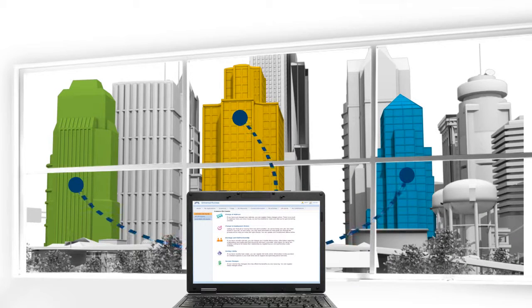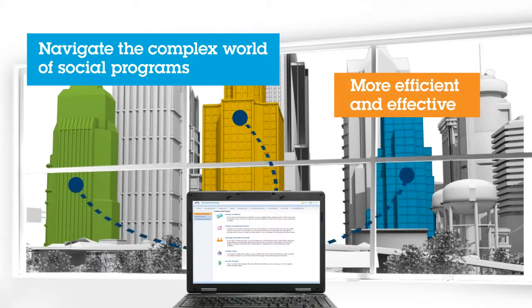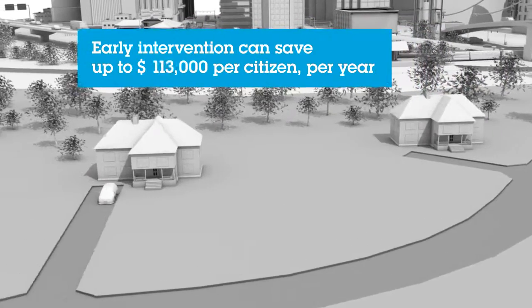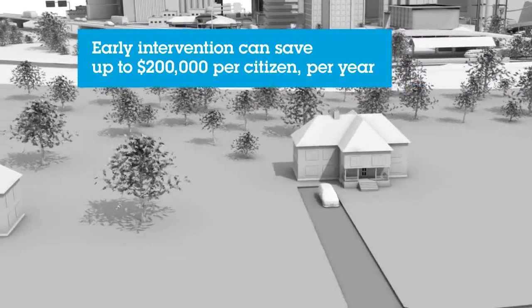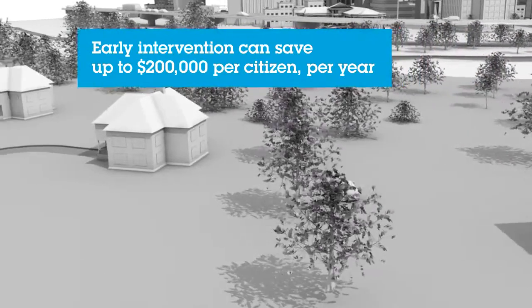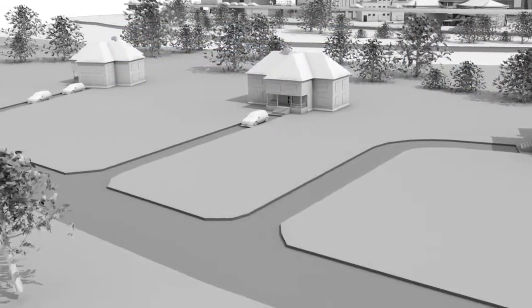Universal Access helps citizens like Bill navigate the complex world of social programs and makes interactions among citizens, government departments, and other organizations more efficient and more effective. Through early intervention, individuals and families in need get the right help at the right time. This protects both citizens and organizations by preventing costly pitfalls such as health issues, substance abuse, and other challenges.